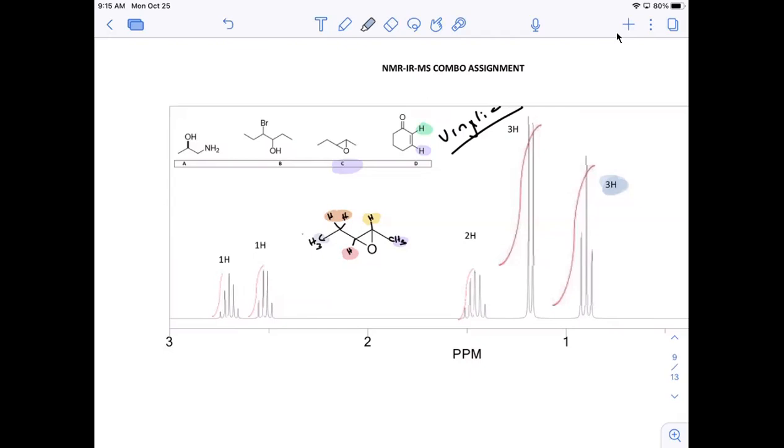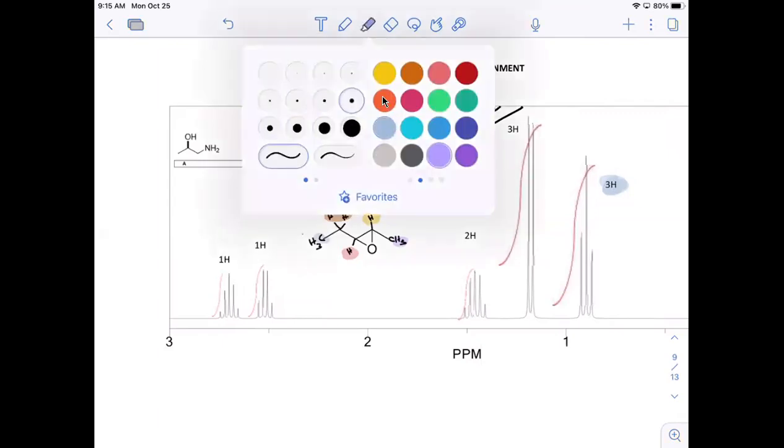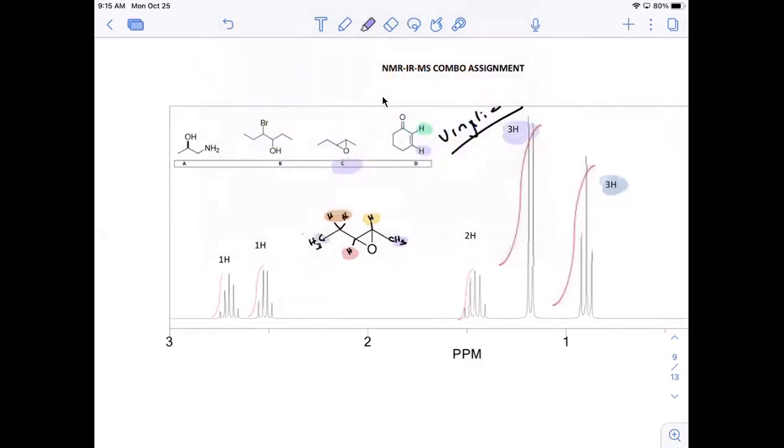All right, let's go to the purple one, the other CH3. What do you think? It's a doublet. It should be a doublet, and we only have one doublet in the spectrum, right? And that's going to be this one. What color is that? Purple. That's going to be this one. Is that right? Yes.